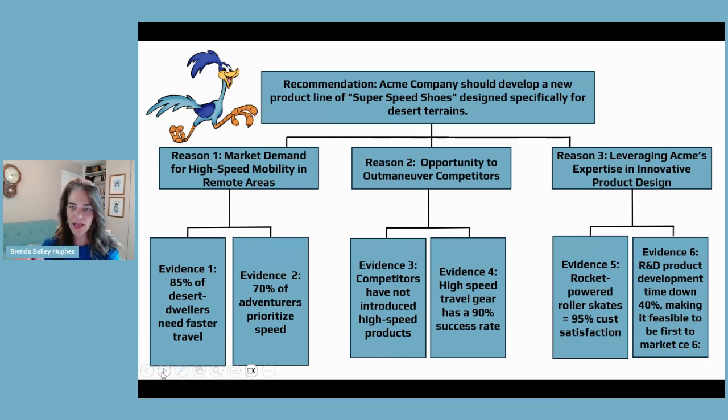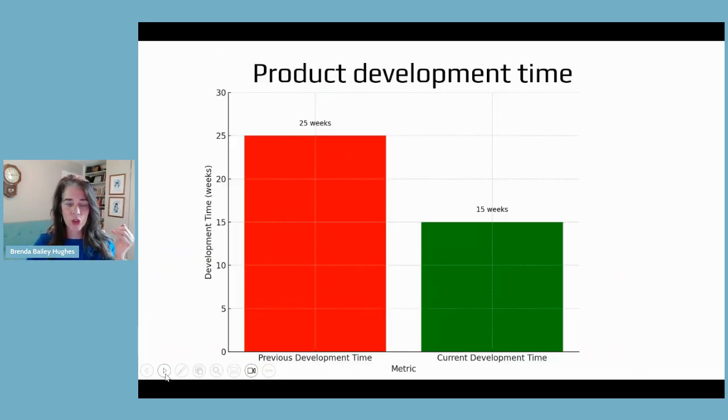So let's just play around with this chunk called evidence 6. So in my totally hypothetical scenario here, we've got R&D product development time was down 40%, which makes it feasible for us to develop super speed shoes. One part of your rationale always has to be, is it feasible? How do we do this? Can we do this? That has to be a part of the logical build for a recommendation. So in this one, we're going to focus on maybe what a slide would look like related to evidence 6, the fact that our R&D has the bandwidth to take on super speed shoes.